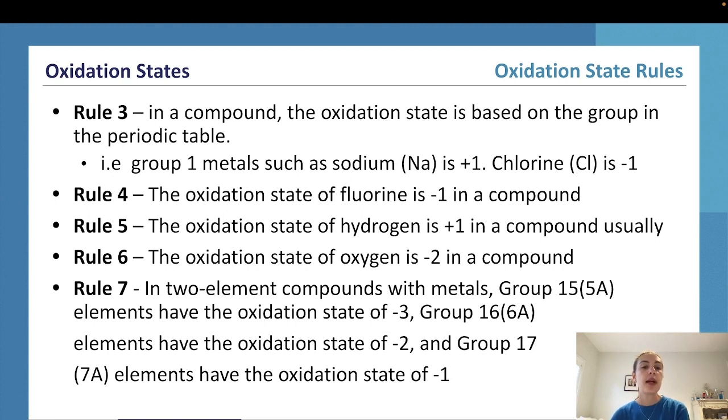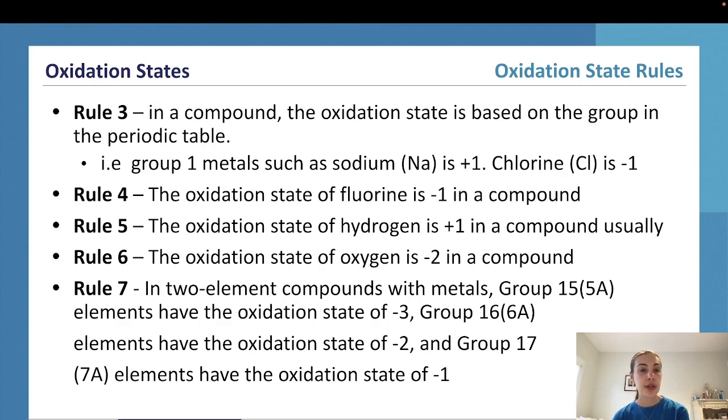Rule number 7 is that in 2-element compounds with metals, group 15, so 5A elements, are going to have the oxidation state of -3. Group 16 or 6A elements are going to have an oxidation state of -2, and group 17, 7A elements, will have an oxidation state of -1. And so with this, it seems like there are a lot of rules, but many of them have quite a lot of overlap. So rule 3 is quite closely tied in with rule 7.